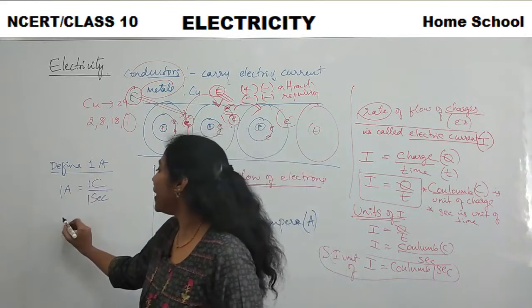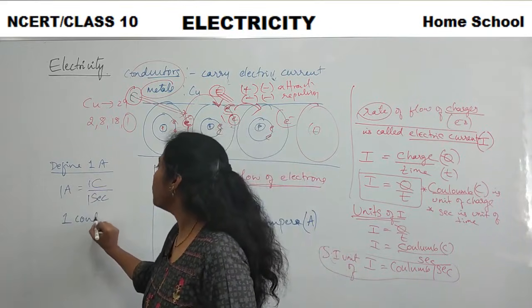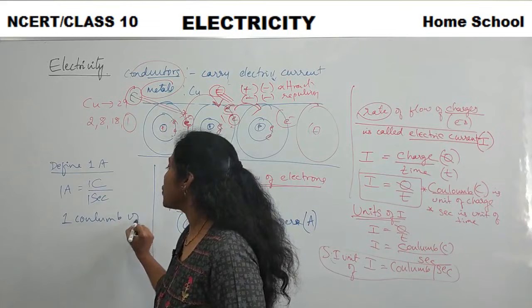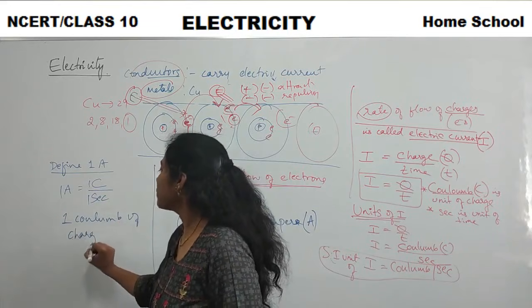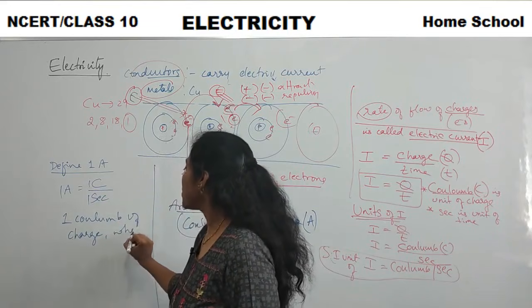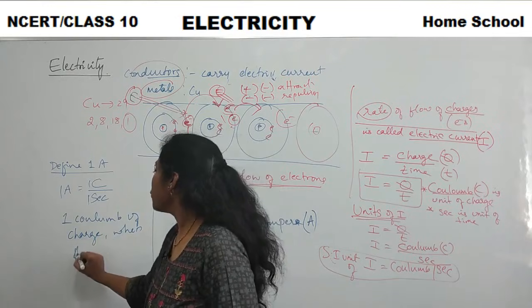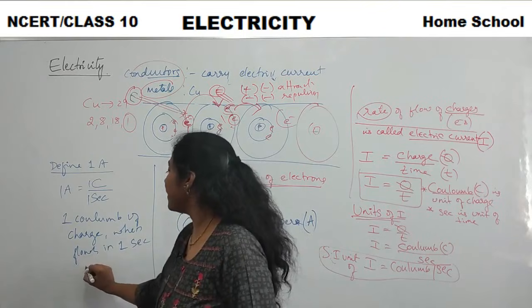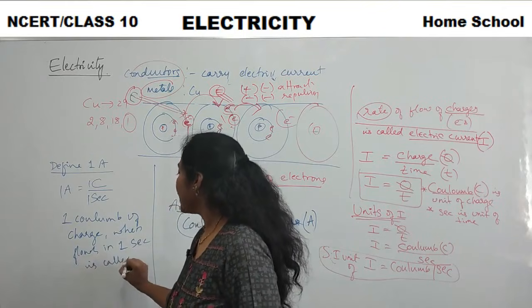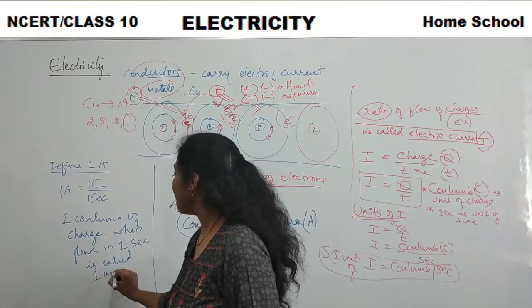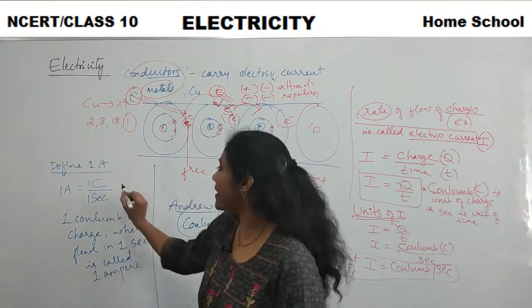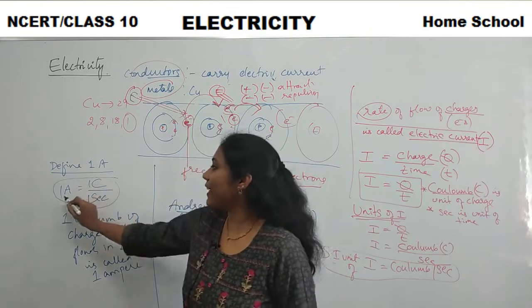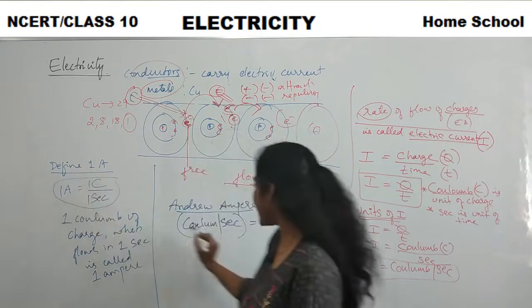So how do you define it? 1 coulomb of charge, when it flows in 1 second, is called 1 ampere. Very easy. If you can remember this, it's very easy. 1 ampere is what? Coulomb per second, right?